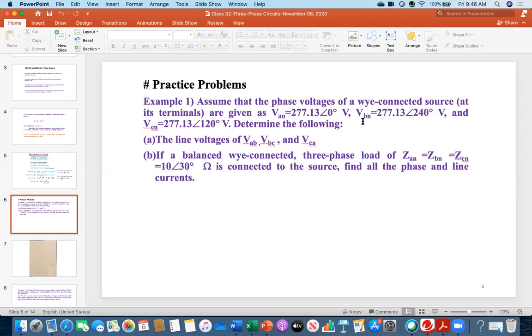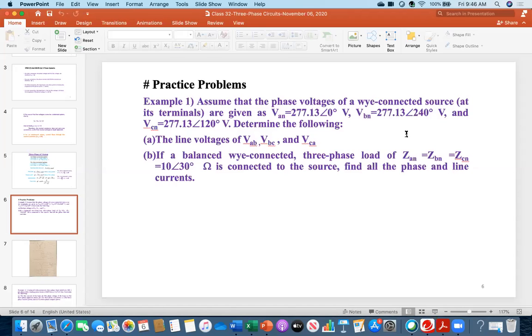This is 0 degree. Then Vbn should be minus 120 degree, but if you go anti-clockwise, plus 240 degree. And then the C phase should be minus 240 degree, but if you go anti-clockwise, that is 120 degree. So this is given. And everybody say, it is a balanced system because look at the magnitude, 277.13, 277.13, here the same. Magnitude same.